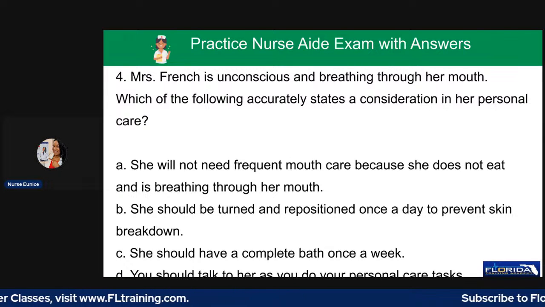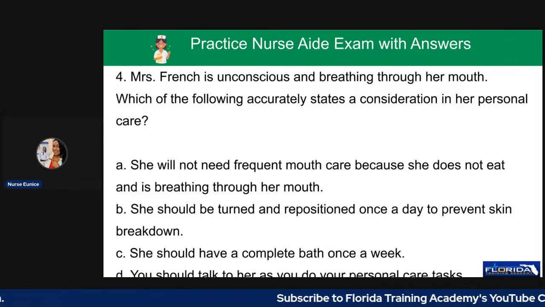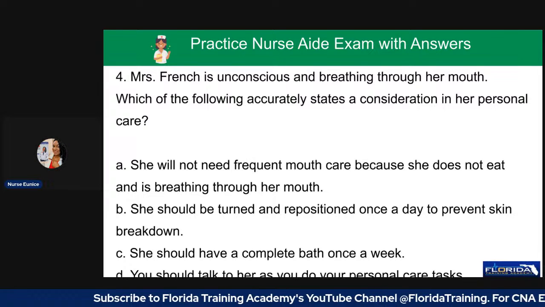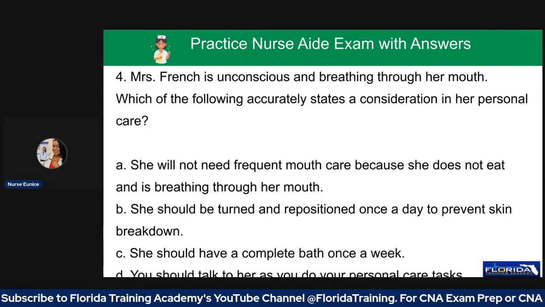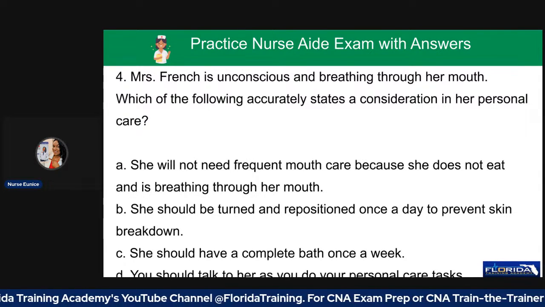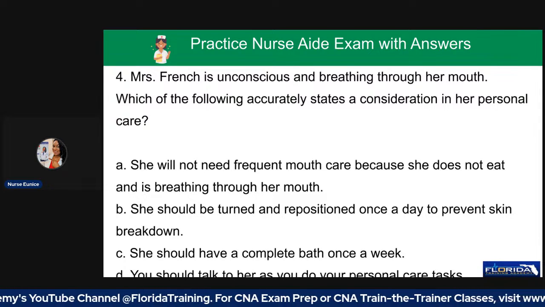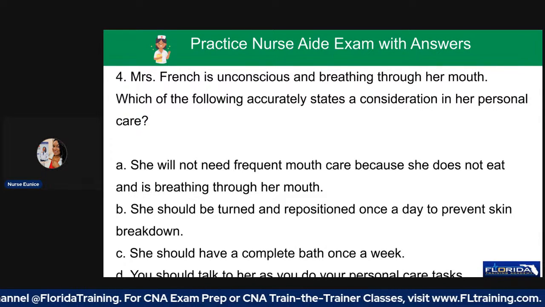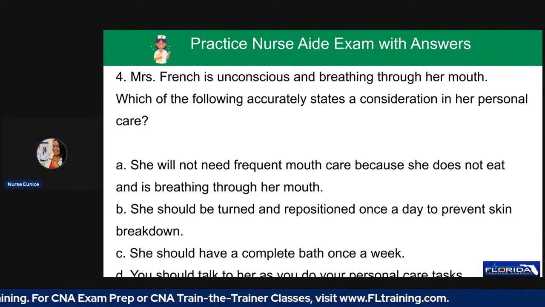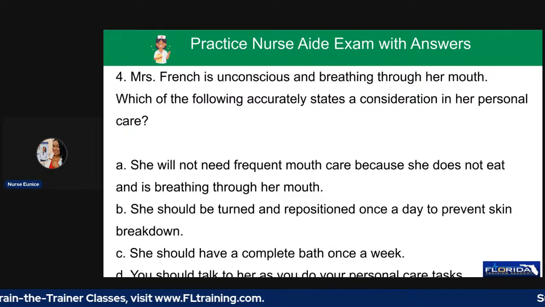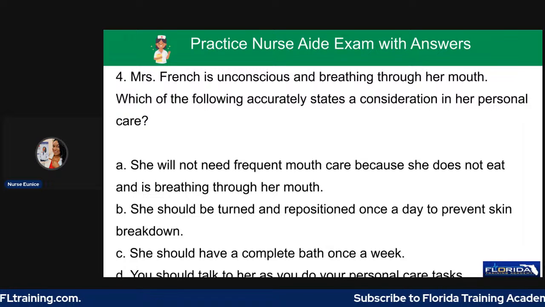Number four, Mrs. French is unconscious and breathing through her mouth. Which of the following accurately states a consideration in her personal care? A, she will not need frequent mouth care because she does not eat and is breathing through her mouth. And I want to repeat that one. So A, she will not need frequent mouth care because she does not eat and she is breathing through her mouth. B, she should be turned and repositioned once a day to prevent skin breakdown.